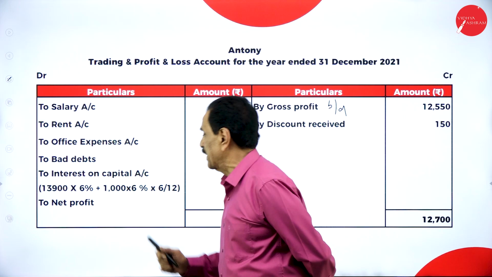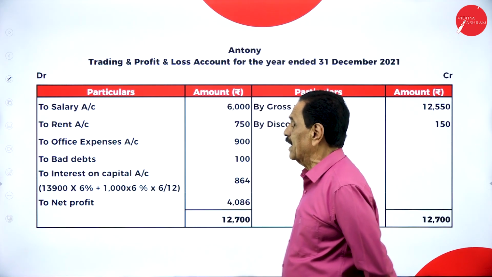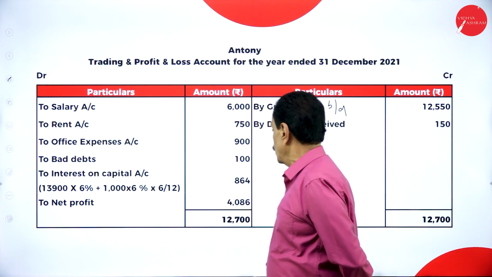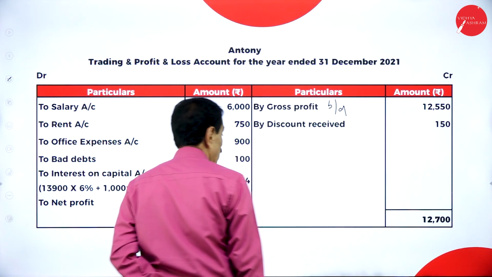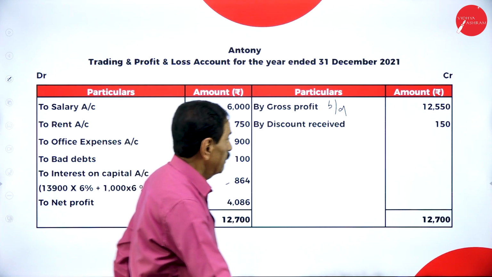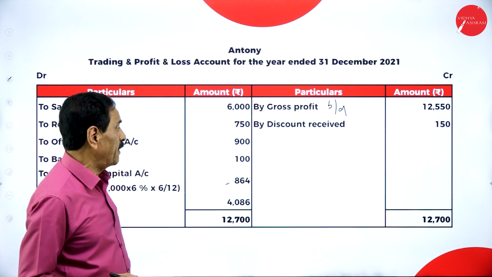13,900 into 6 by 100 plus 1,000 into 6 by 100 into 6 by 12. This is 300. So totally it will come to 864. The net profit is 4,086. So here your gross profit brought down is 12,550.